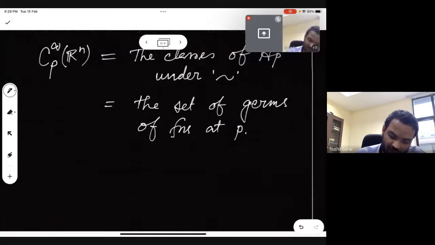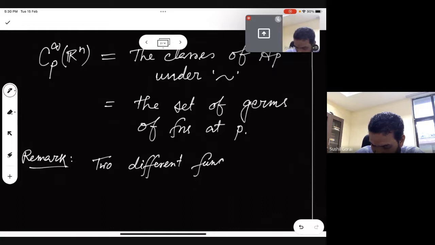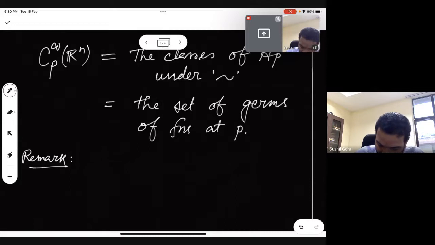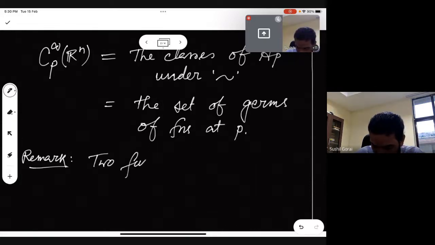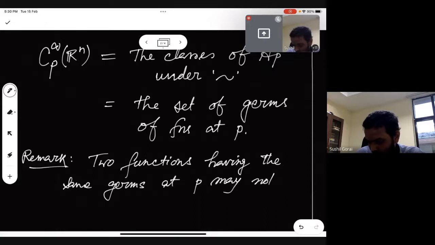The point is, it is locally defined, first of all. So, a remark: two functions having the same germ at P may not be equal globally.